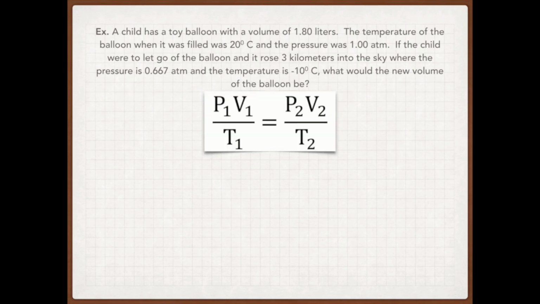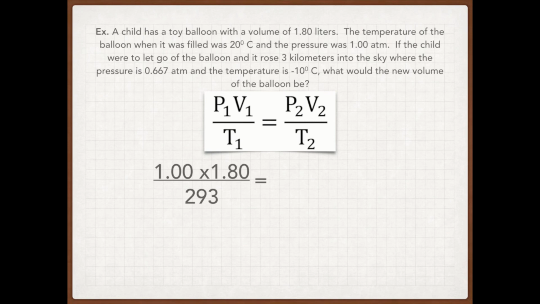So I'm going to use P1V1 over T1 equals P2V2 over T2, and I'm going to plug in all the values that I know. So I know my initial pressure is 1 atmosphere. I know my initial volume is 1.80 liters. Okay? I'm going to put that over my 20 degrees Celsius, but remember, the 20 degrees Celsius has to be in Kelvin. So I'm going to add 273 to that, which gives me 293.